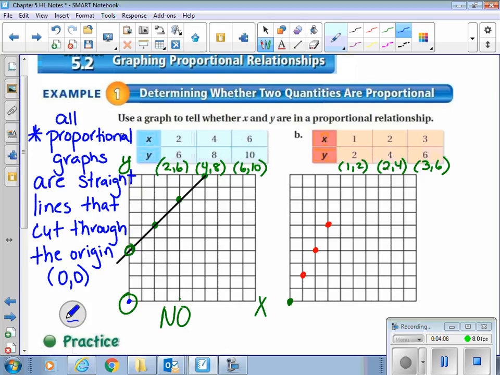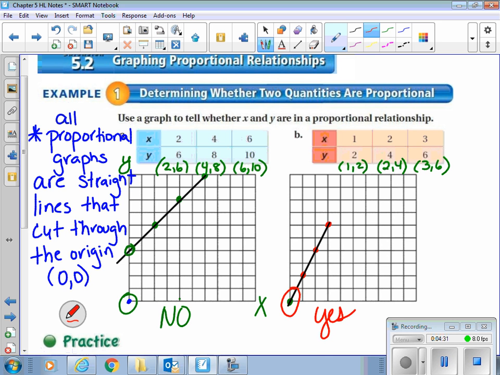Then I'm going to grab my straight edge. You're going to grab a ruler. You're going to draw a line through all of the red points and see if you extend it and if it goes through the green. And you can see that this guy is definitely a straight line. It's cutting through where we need it to cut through, that origin. Therefore, this is a yes, that this one is a proportional relationship.